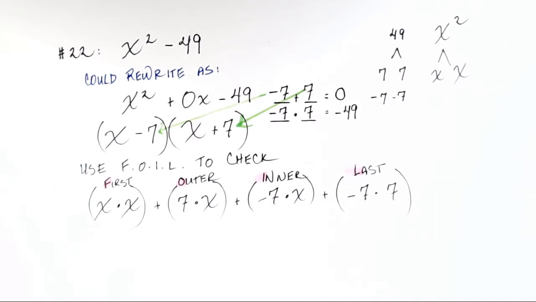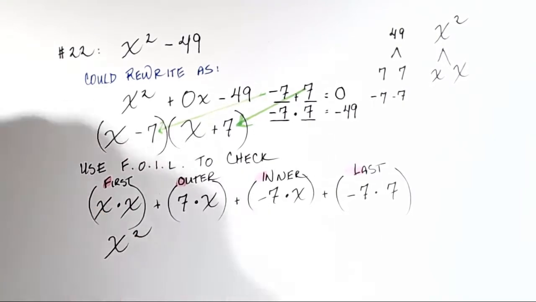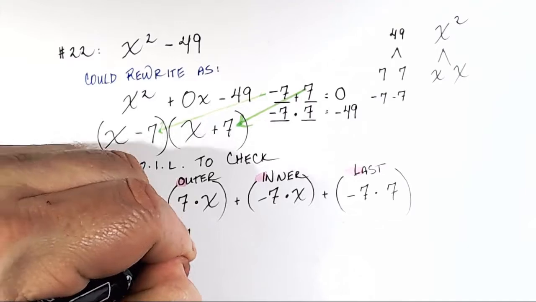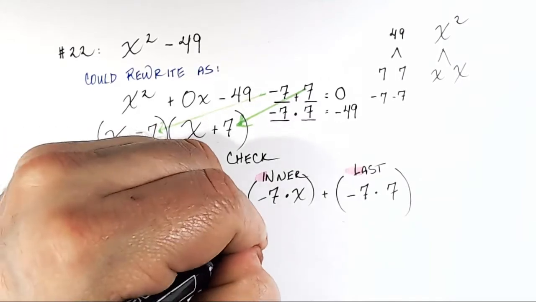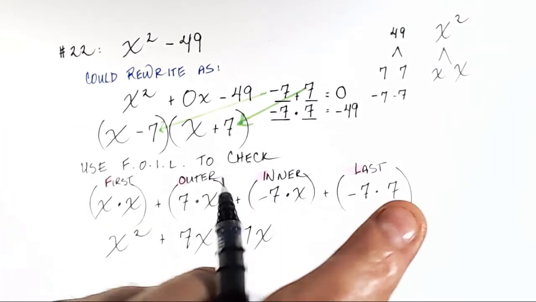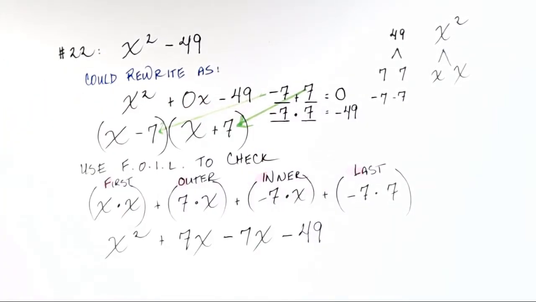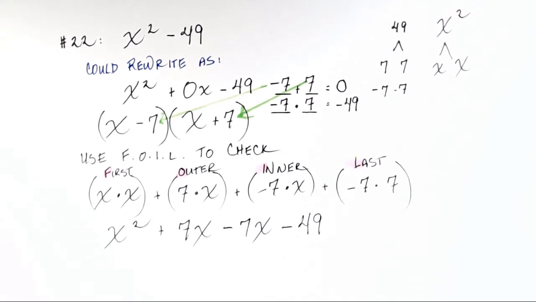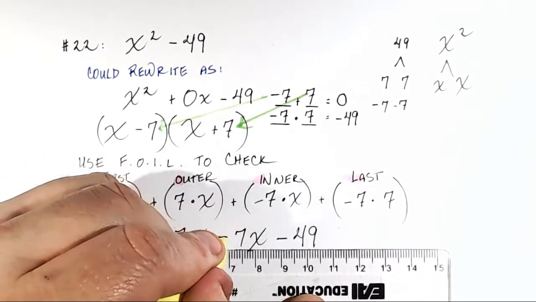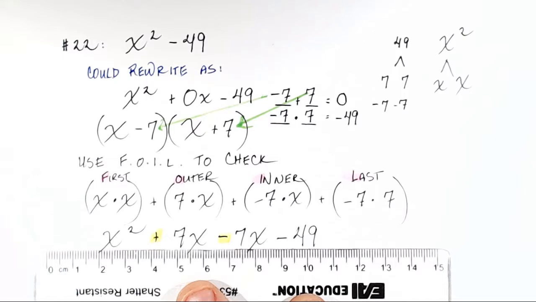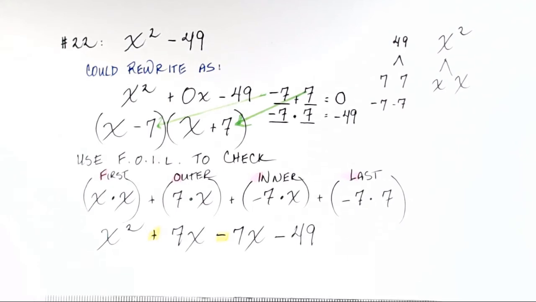You could also use the box. X times x is x squared. 7 times x is 7x. Negative 7 times x is negative 7x. And negative 7 times 7 is negative 49. Now look what happens in the middle. In the middle I have positive 7x and negative 7x. These are going to cancel each other out.